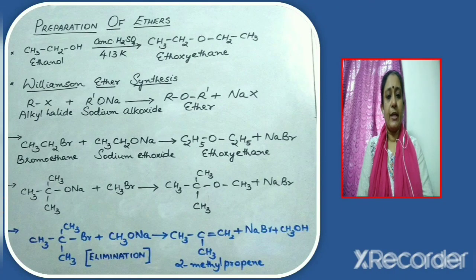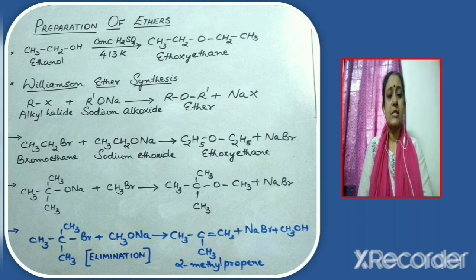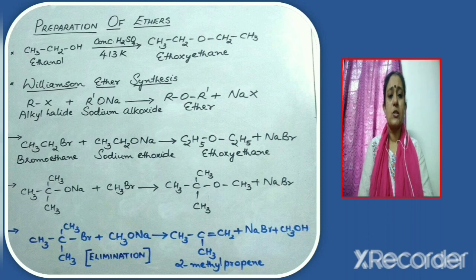Preparation of ethers. Ethoxyethane or diethyl ether can be obtained by heating ethanol with concentrated sulfuric acid at 413 Kelvin. Another method of preparation of ethers is Williamson ether synthesis. In this reaction, an alkyl halide reacts with sodium alkoxide to give ether and sodium halide.